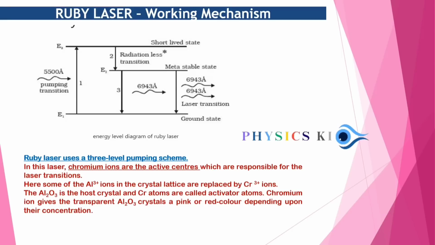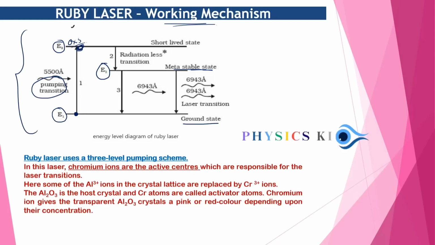Now draw the working diagram. This is the energy level diagram, and explain its working. First of all, draw this E1 energy level, that is your ground level. Then this is your E2 energy level, the metastable energy level. And this is your E3, the highest energy level, that means the excited state. Got the idea? Now use the external light pumping transition. The electrons absorb this radiation and go to the excited state. Now the electron is here.